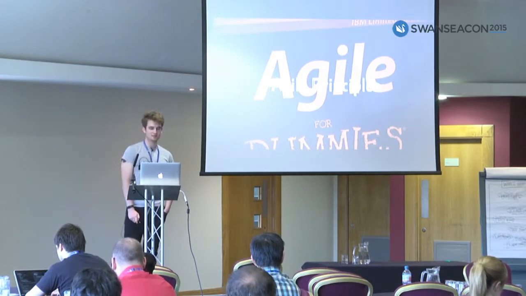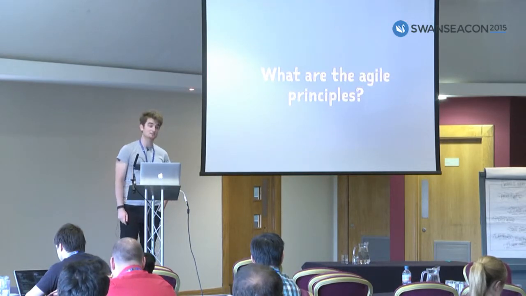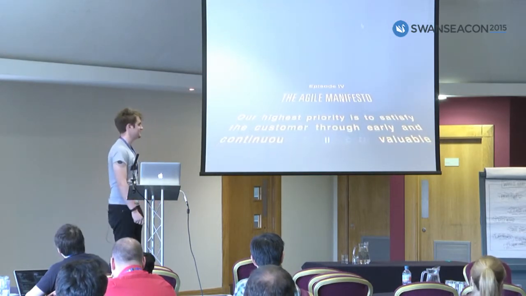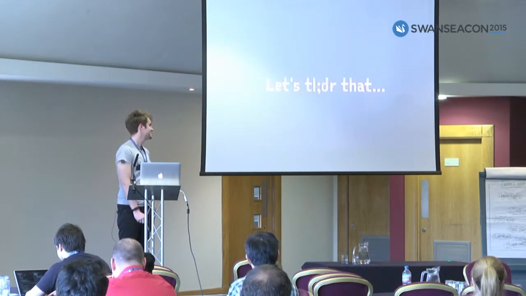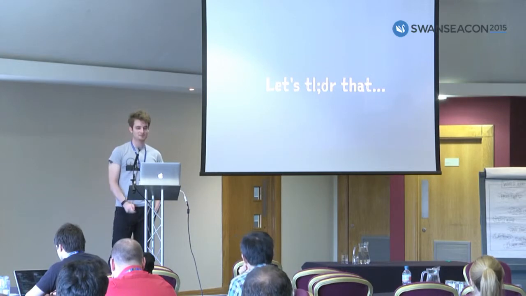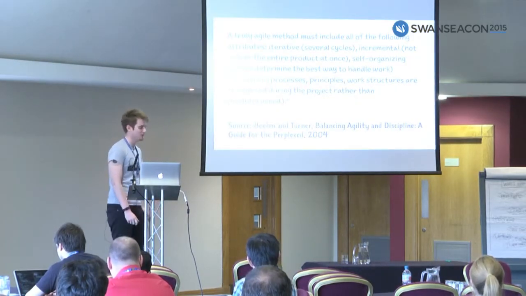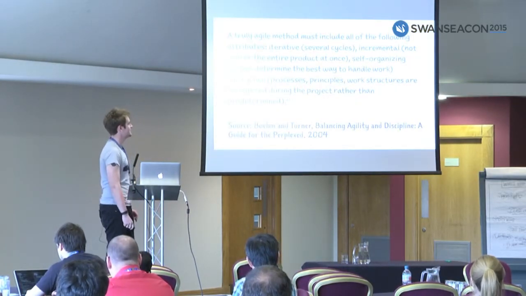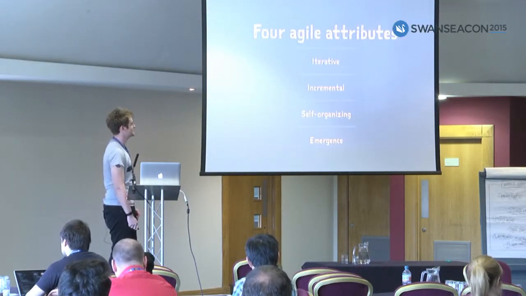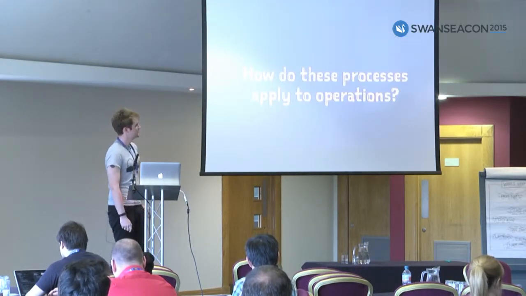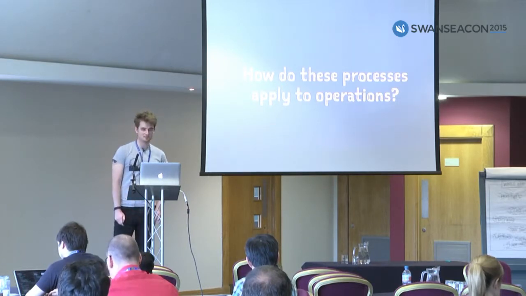So to start off with, let's talk about the Agile Principles and how they apply to operations. So what are the Agile Principles? I'm going to read them out really slowly here. No, I'm not really. There's a lot of principles there. It's a pretty long list. So let's make that into a nice summary. It's a pretty good summary by Boehm and Turner. And they break it down into 4 main attributes: iterative, incremental, self-organizing, and emergence. Those are the 4 Agile attributes that they see. So how do each one of these attributes apply to operations?